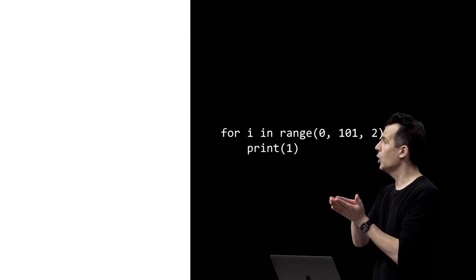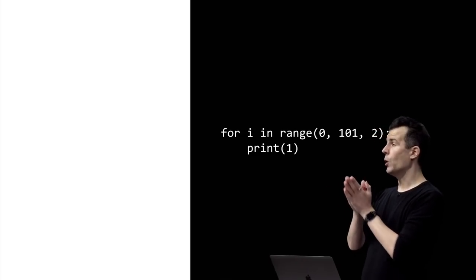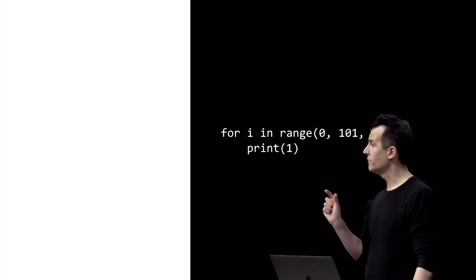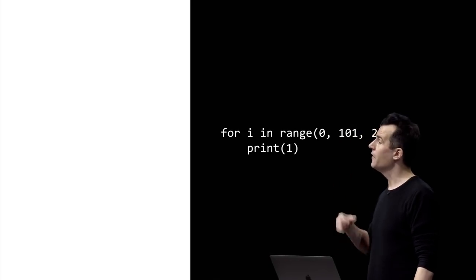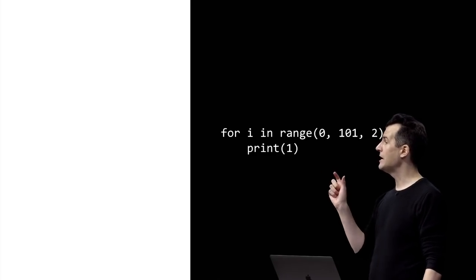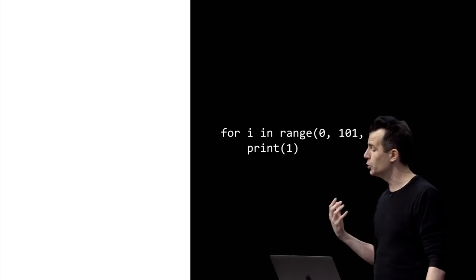We would actually want to do something like this instead. We would say for i in range of 0, 101, 2. Why is that? Well, we'll pull up the documentation in just a moment, but 0 is where you want to start counting. The second value, 101, is where you want to stop counting, but it is by definition exclusive. So we have to go one past the value we care about. And then the 2, the third argument, is how many numbers you want to increment at a time, from 0 to 2 to 4 to 6 to 8 on up through 100.